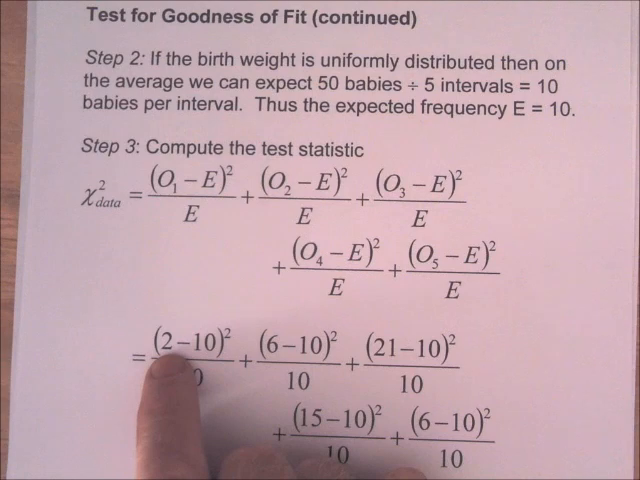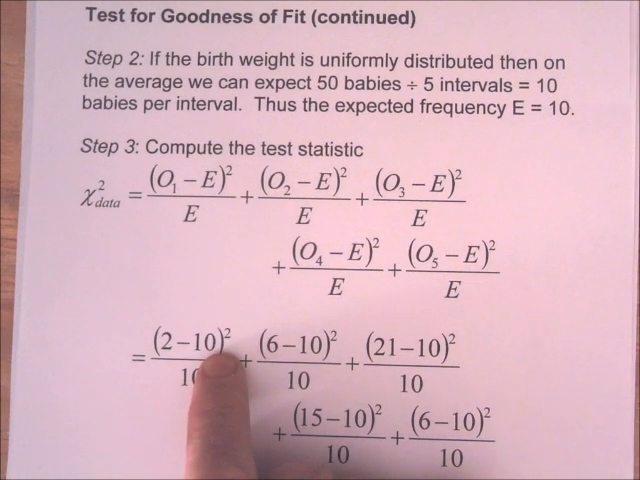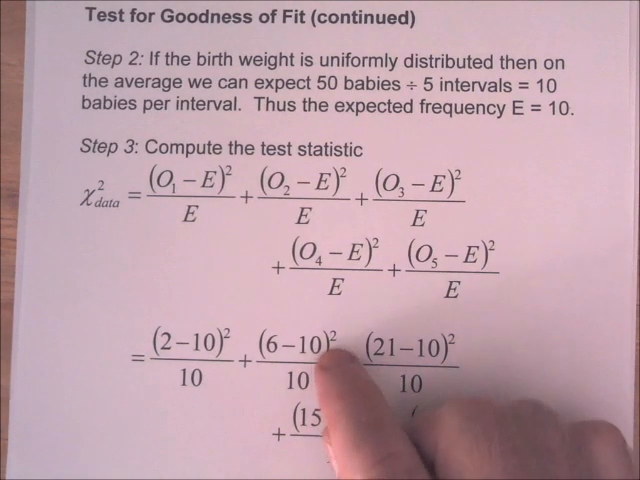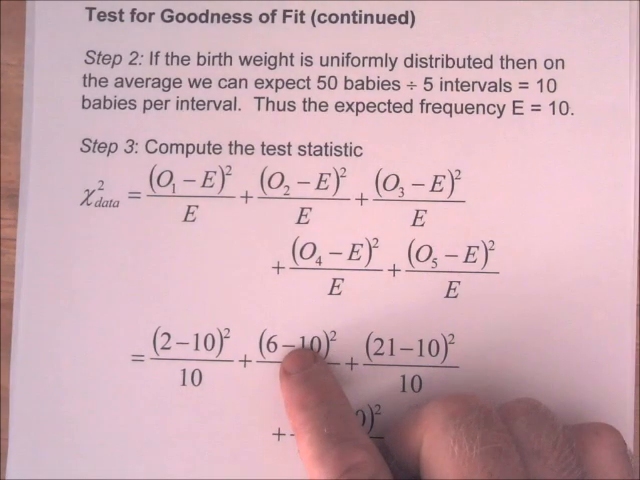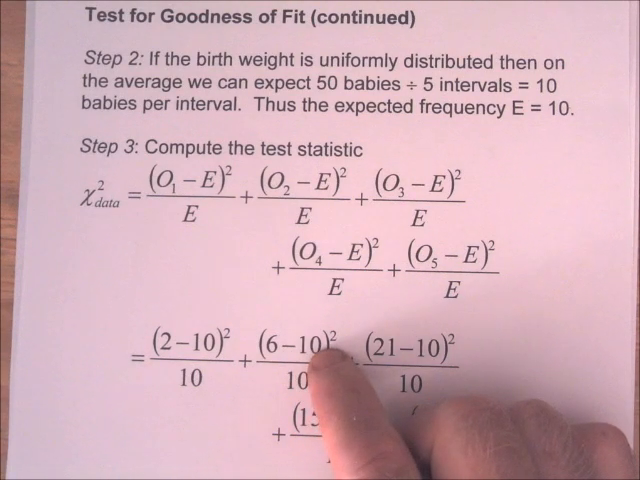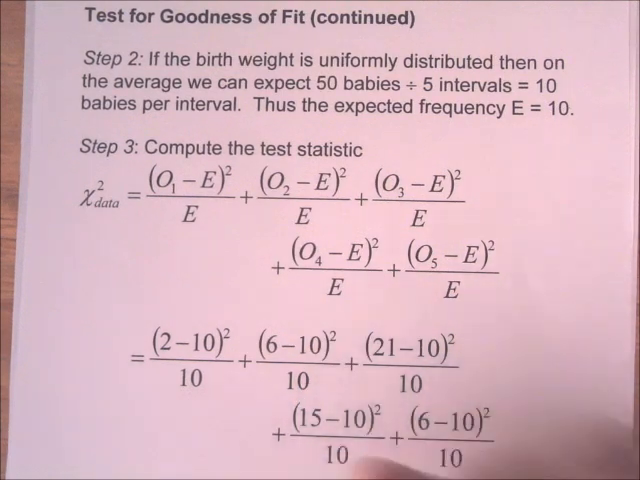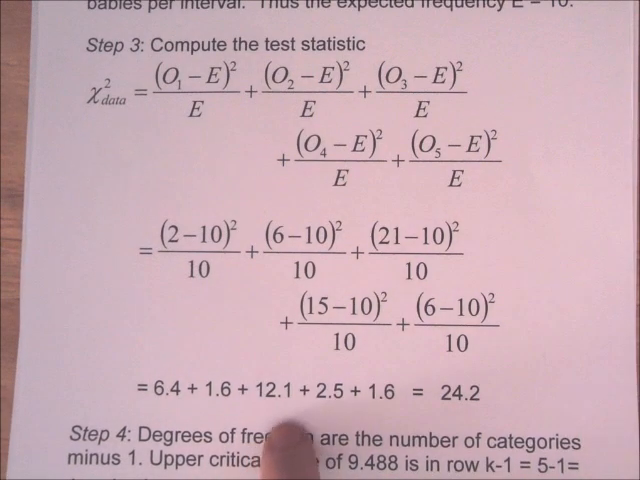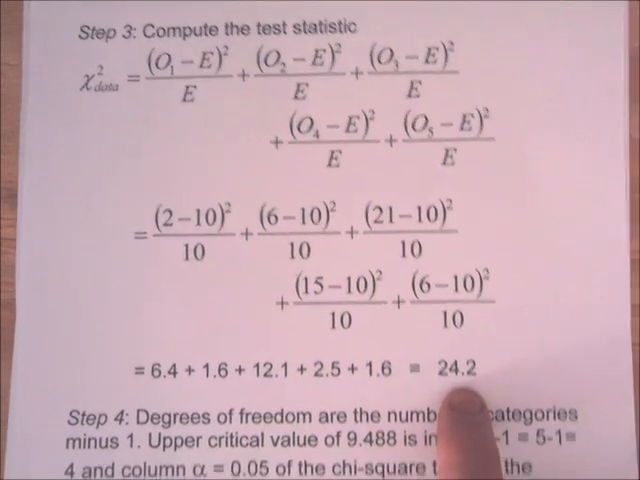So in the first interval we had 2 babies, 50 to 69 ounces. 2 minus 10 is -8. -8 squared is 64. 64 divided by 10 is 6.4. The next interval, 70 to 89 ounces, we had 6 babies. 6 minus 10 is -4. -4 squared is 16. 16 divided by 10, 1.6, and so forth. So we want to add all these up then, and it comes out to be 24.2.